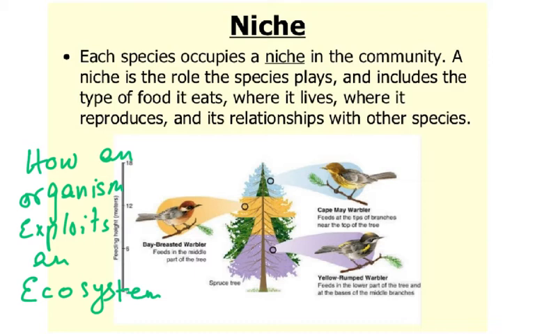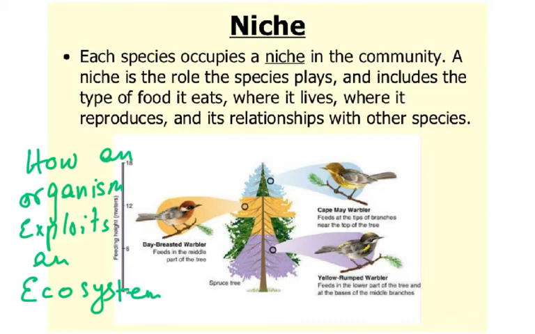A bird is going to make a nest in a tree, not worried about what it's going to do to the trees. A caterpillar is going to eat the leaves, not bothered that it's reducing the photosynthetic area. So each species occupies a niche in the community. A niche is the role the species plays and includes the type of food it eats, where it lives, where it reproduces, and its relationship with other species.